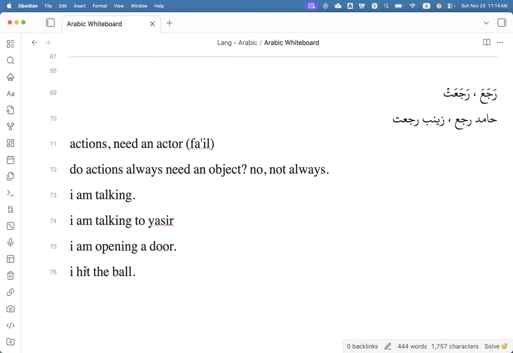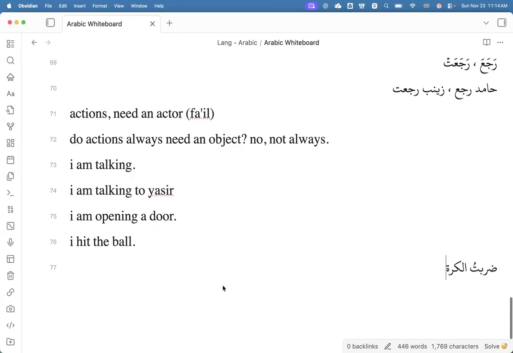So if I say darabtu, I hit. What did you hit? Darabtu al-kura. I hit the ball. Okay? Like that. Darabtu al-walad. I hit a boy. Like that. Okay. So this is called the object.